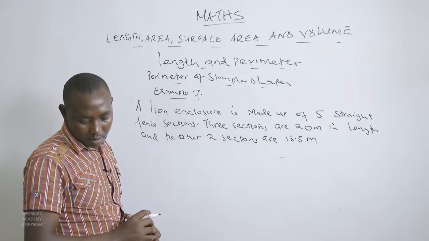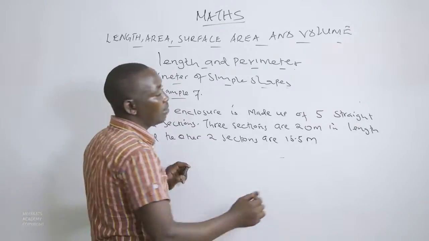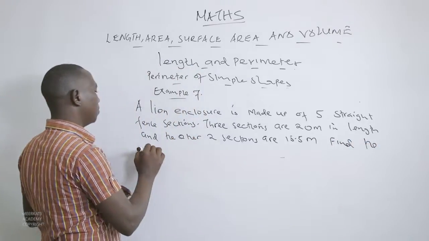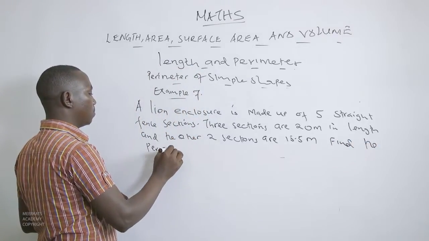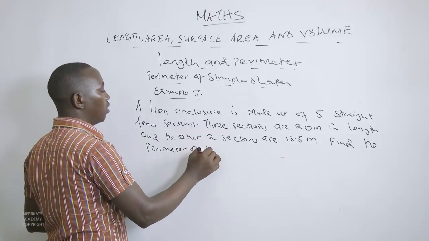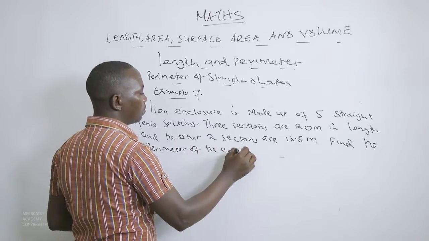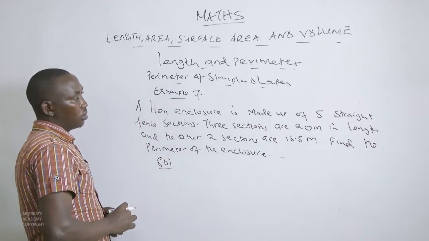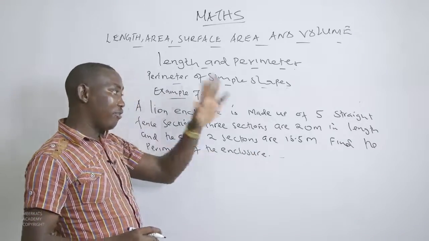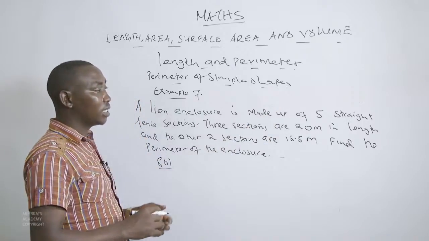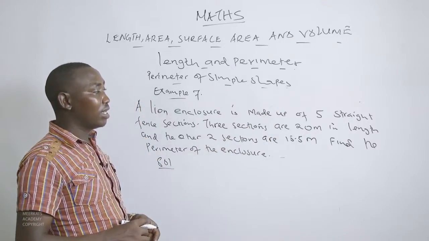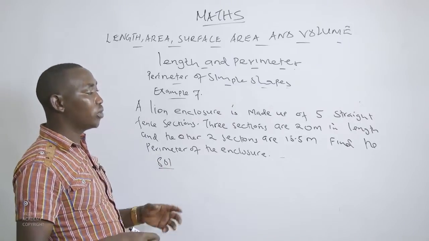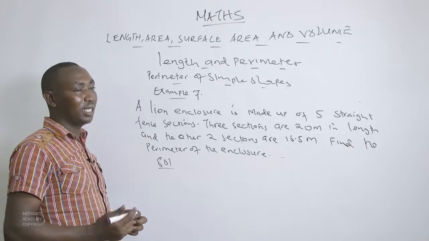...are 15.5 meters. Find the perimeter of the enclosure. So this particular den has been made up of 5 straight fence sections, and 3 of the sections are 20 meters in length, while the remaining 2 sections are 15.5 meters in length.